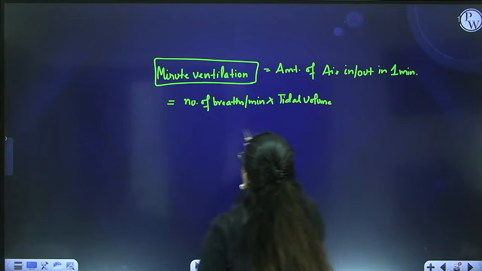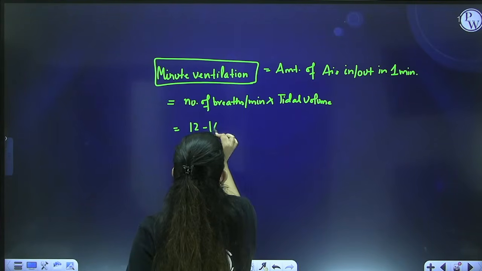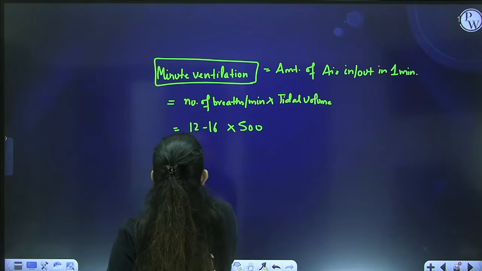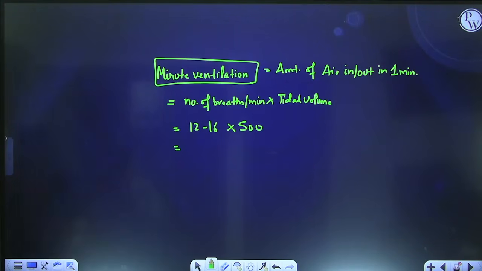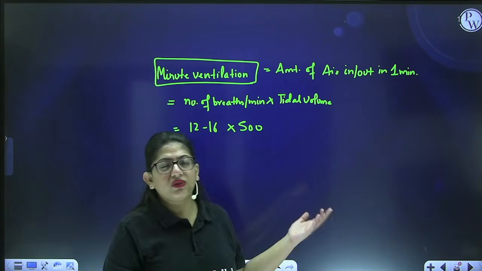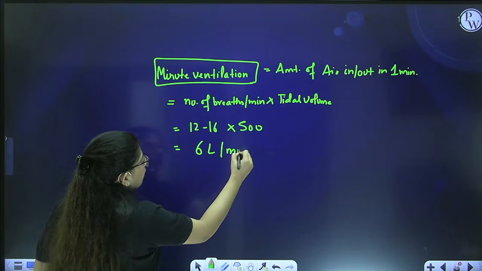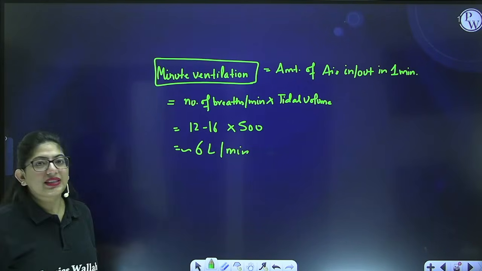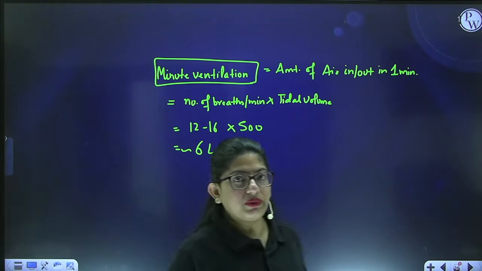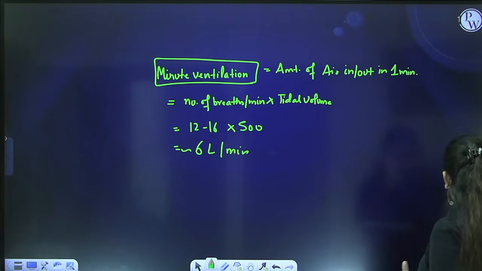So how many breaths are there? 12 to 16. Multiply it with 500. What will be the answer? Just do it with the upper or the lower limit, anyone. It will be approximately 6 liter per minute, or 6000 ml per minute. Fine. So let's now do the questions.